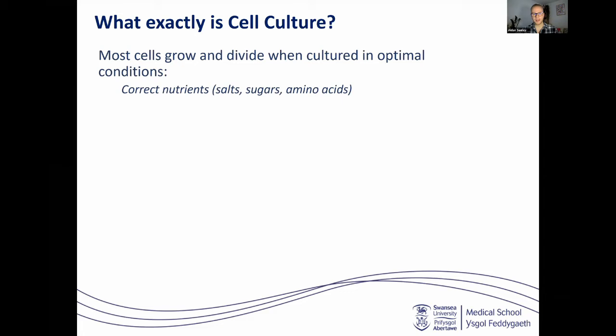Now, when we are growing cells in culture, we use this really specific equipment in order to make sure that the cells survive and that they're happy and that they're growing. So most cells will grow and divide when cultured under optimal conditions. So essentially, we need to give them lots of really good stuff to keep them alive. This is things like the salts, sugars, and amino acids that are in that red liquid, so growth media. We need to keep them at a good temperature, and we use 37 degrees Celsius as standard.